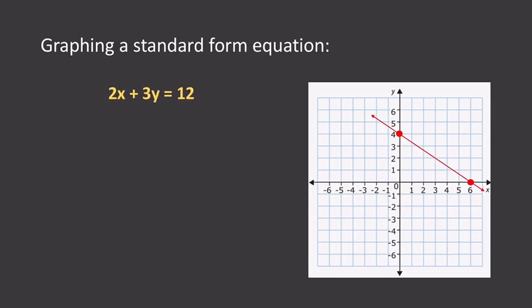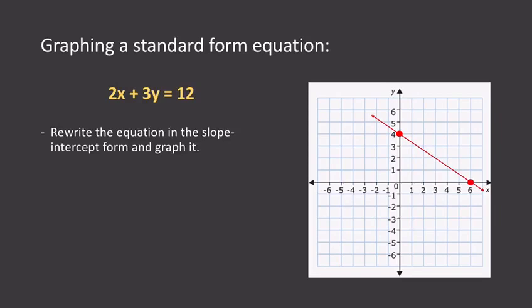Another way of graphing a standard form equation is by rewriting the equation in the slope-intercept form and then graphing it. So for example, for this equation, we're going to get that 3y = -2x + 12. So hence y = -2/3 x + 4. And we can make sure that these two graphs are equal.